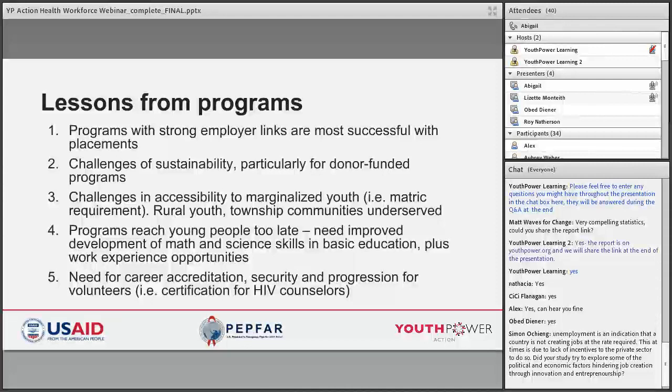Programs were also found to reach young people a little too late, so we noted that there needs to be an improved high school development of career guidance, work experience opportunities, and also STEM subjects, math and science skills. There was a need for career accreditation, security, and progression. So this is noted particularly for volunteers.